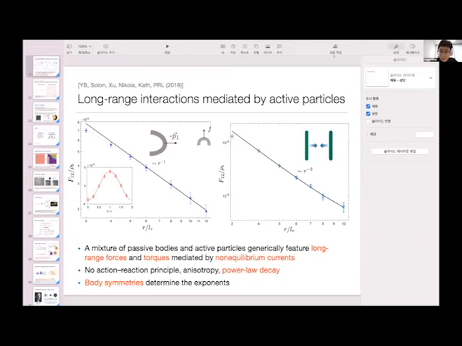So basically, what I just mentioned is an example of asymmetric torque. Unfortunately, I didn't prepare the movie at the moment, but I probably can show you.